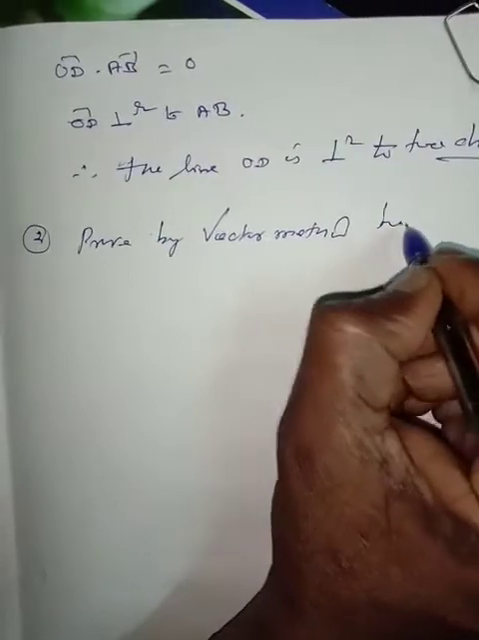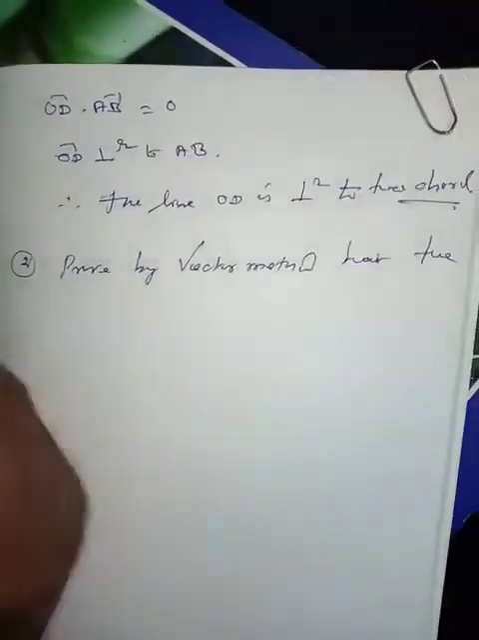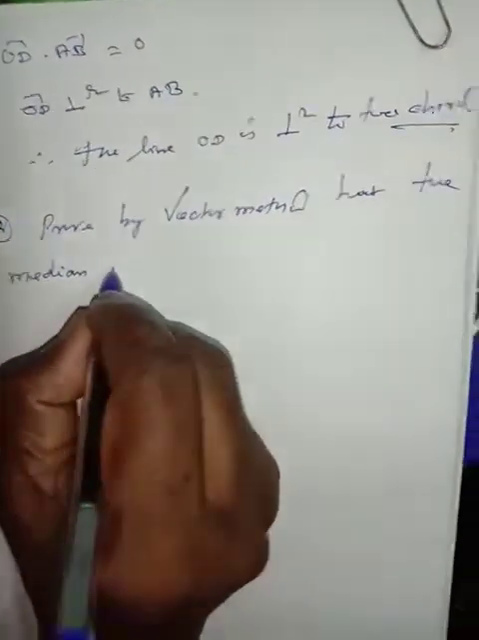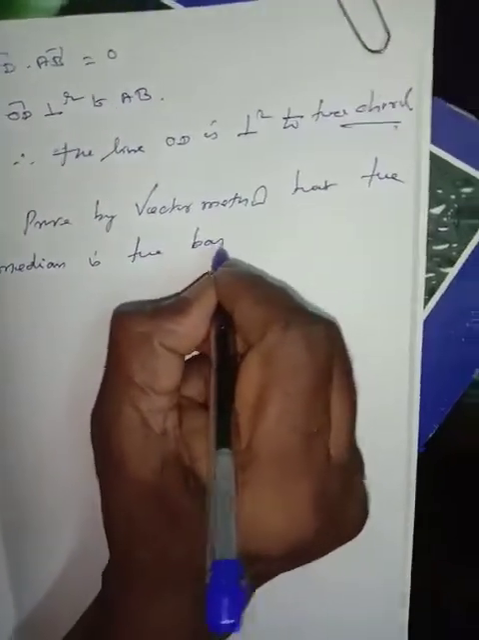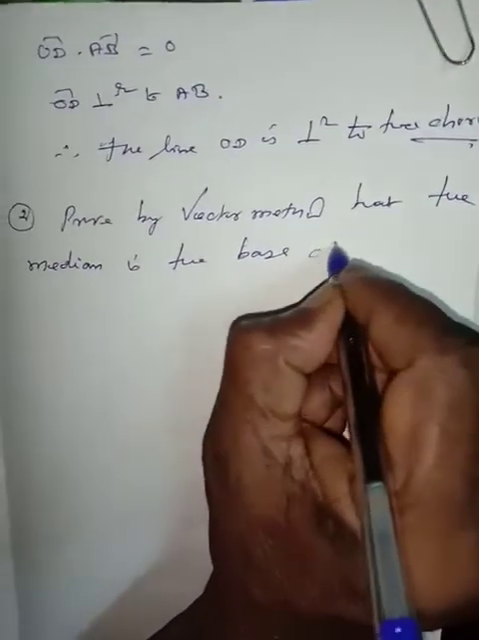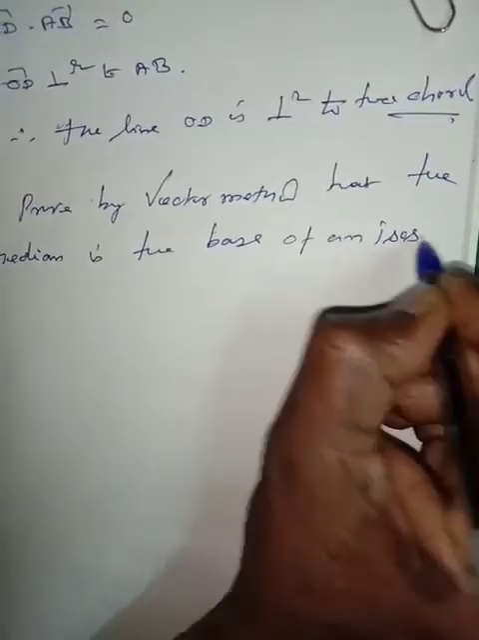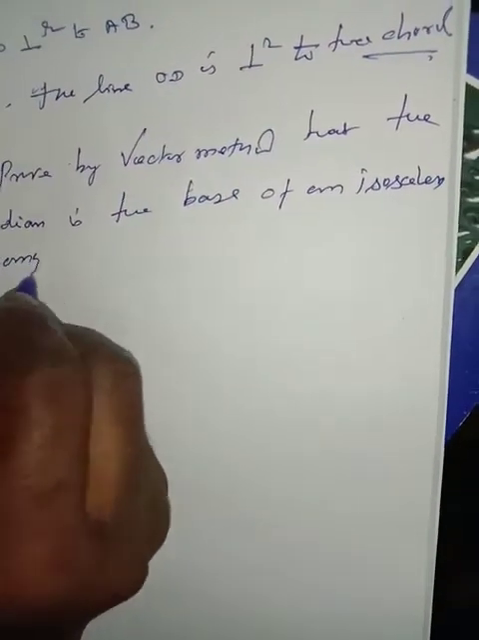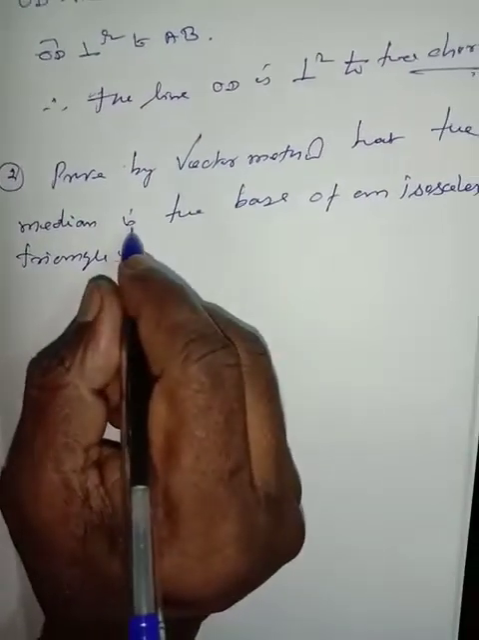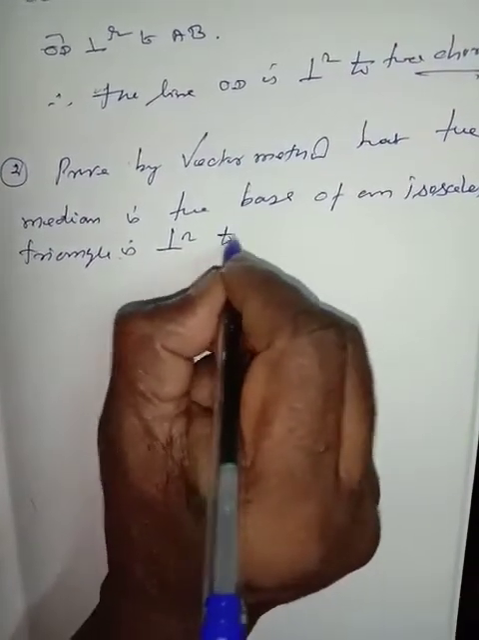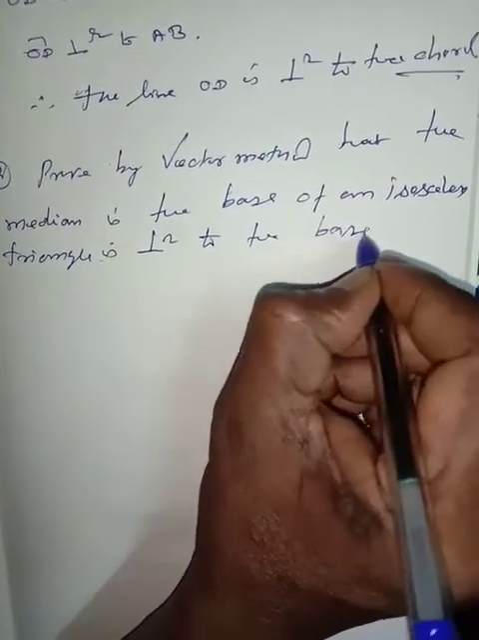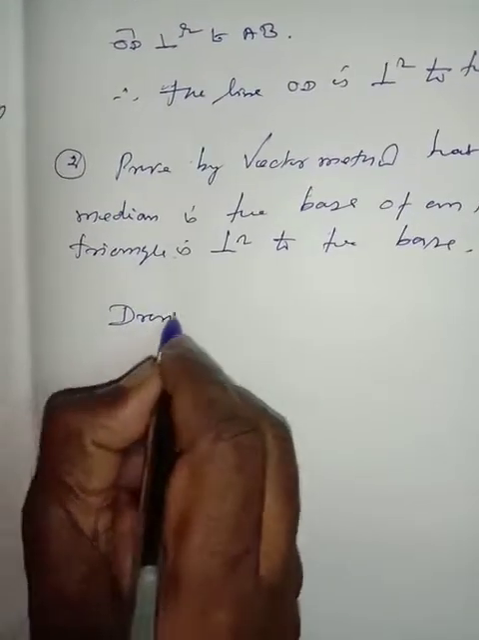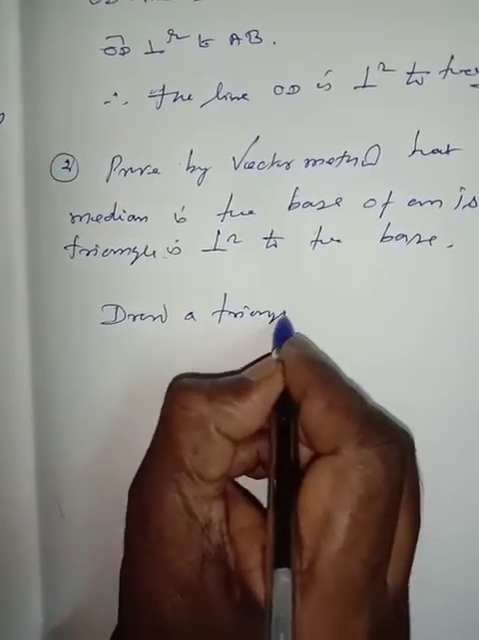Sum number 2. Prove by vector method that the median to the base of an isosceles triangle is perpendicular to the base. Draw a triangle ABC.